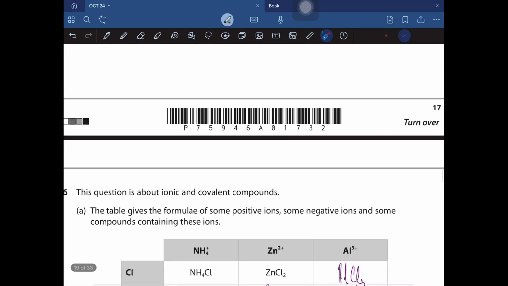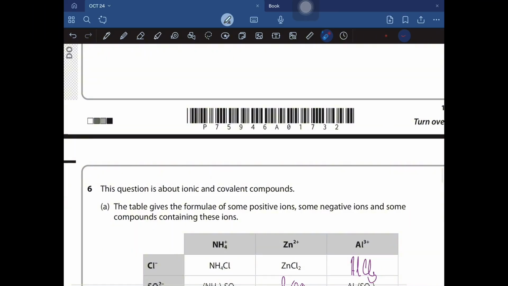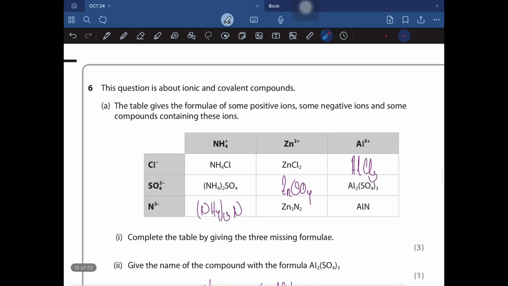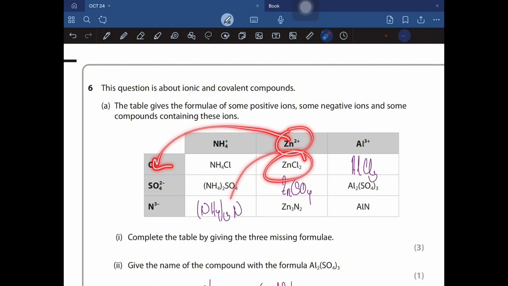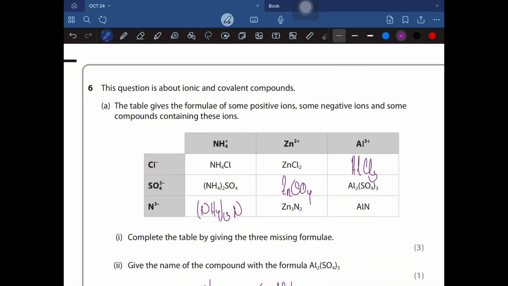This question is about ionic and covalent compounds. The table gives formulae of some positive ions and some negative ions and some compounds containing these ions. So NH4 reacting with Cl is going to be NH4Cl, and Zn reacting with Cl is going to be ZnCl2, right? Why is this ZnCl2? Because Zn has a charge of +2 and Cl has a charge of -1, so the charges get cross multiplied. Zn's charge is going to come over here, and Cl's charge of -1 is going to go over there.